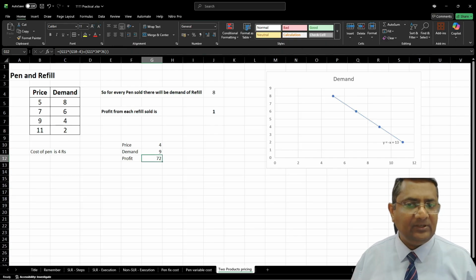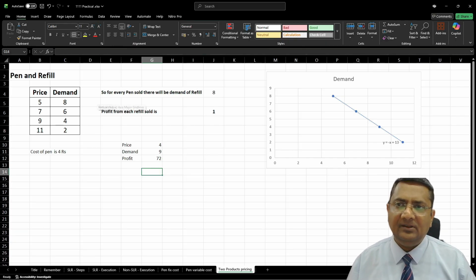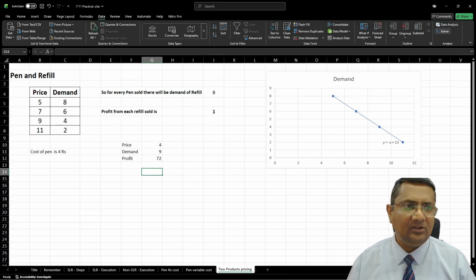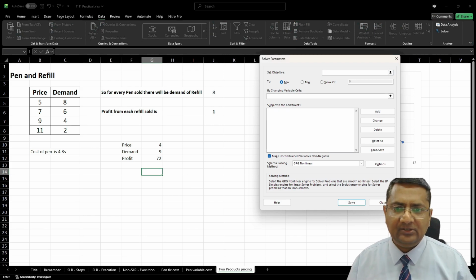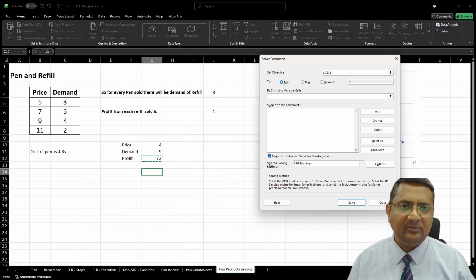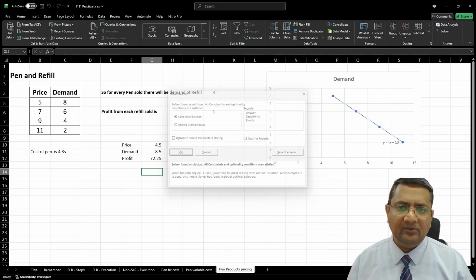Now what is our objective? Our objective is to maximize profit. So what we need to do? Now you have learned very well. We will use data solver. Okay. So let's go to data, then solver. Then what is our objective? To maximize the profit. So click on the profit. Maximum we have already clicked here. So this is maximum. And what we want? We want a price. So variable is price. Then click OK. Non-linear. Okay, fine. We got a value.